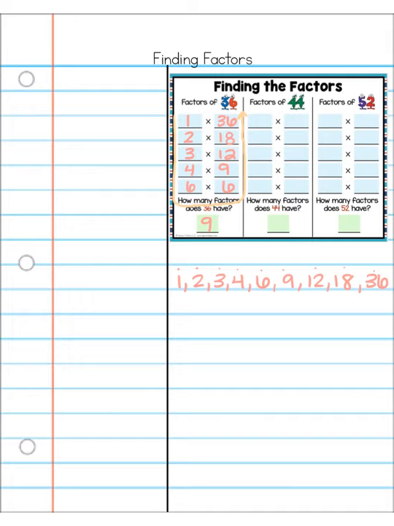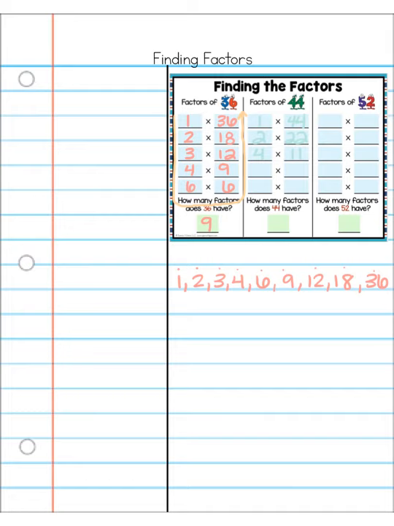Now let's look at the number 44. Again, I'm going to start with 1 and the number itself. 44 is even, so I know that 2 will go in. I would have to multiply 2 by 22. 4 plus 4 is 8. And 8 cannot be divided by 3, so 3 is not a factor. But 4 is a factor, and I would have to multiply it by 11.